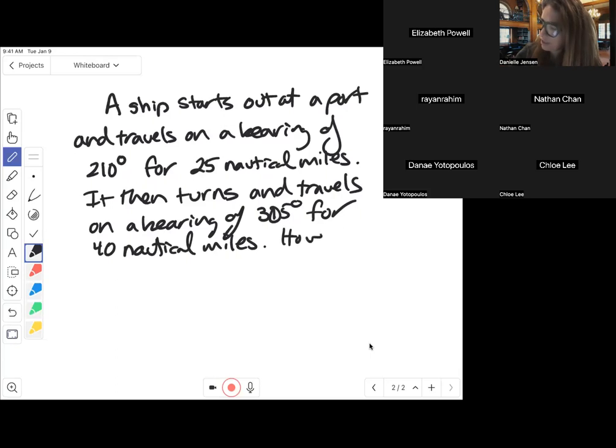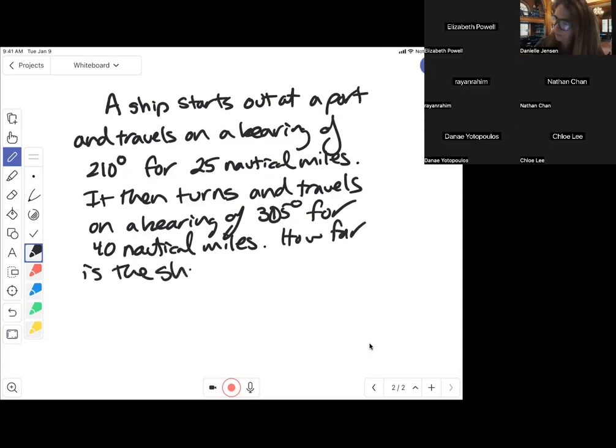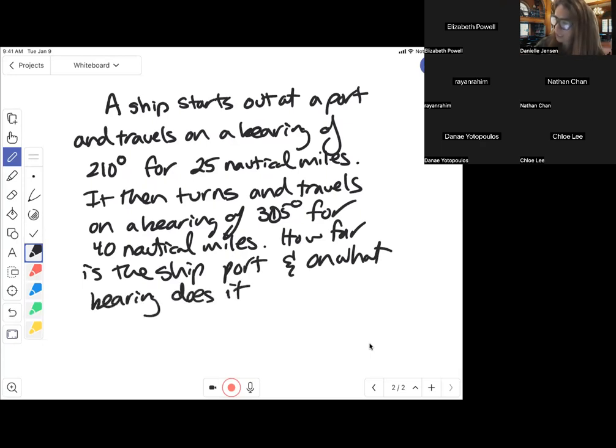How far is the ship from port? And on what bearing does it need to travel to return to port? Does that make sense, the question?